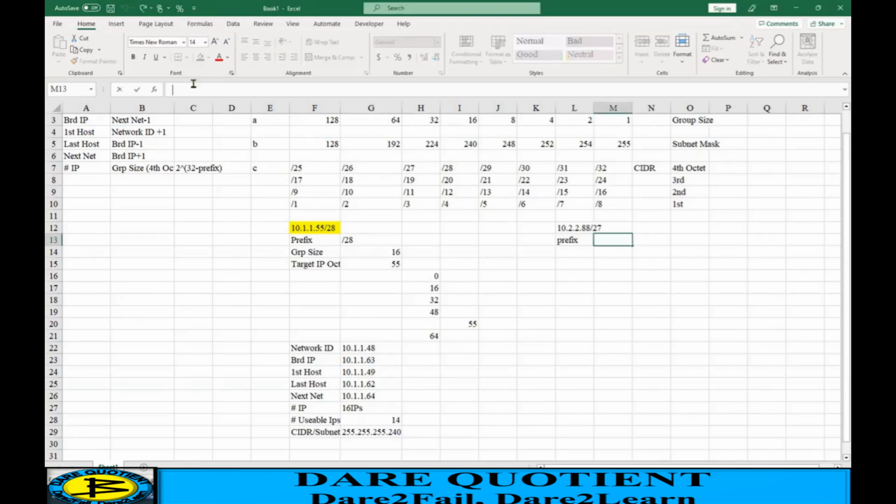10.2.2.88/27. You have a /27. So if you match your /27 in your cheat sheet, what is your group size? We have 32. Now from our IP address, we know we're dealing with the full octet still. So our area of interest is this right here. So that's our target IP octet. So 88 is our target IP octet.